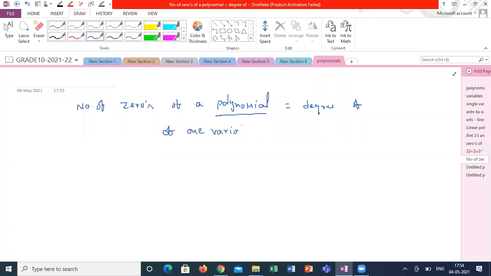A polynomial of one variable. I'm saying the number of zeros of a polynomial is equal to the degree of the polynomial.